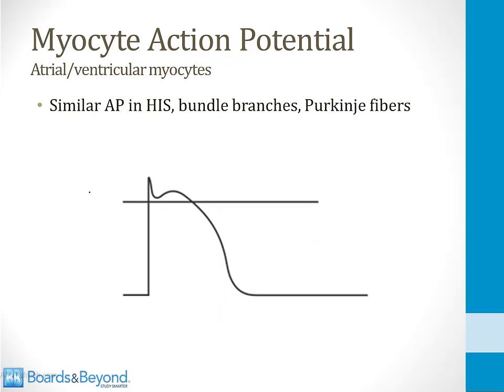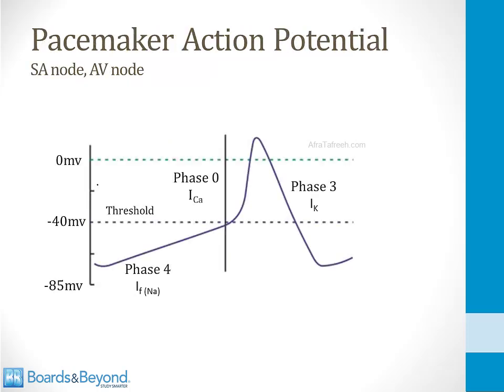Let me make one other point about the myocyte action potential before we move on. Even though this action potential is usually discussed in the context of atrial and ventricular myocytes, you should be aware that you can find an action potential with a similar morphology in some other places in the heart, including the His bundle, the bundle branches, and the Purkinje fibers. But there are two places in the heart where you will not find an action potential that looks like that, and that is in the SA node and the AV node. Cells in these parts of the heart have a different action potential. It looks like what I've drawn on the screen, and this is called the pacemaker action potential.